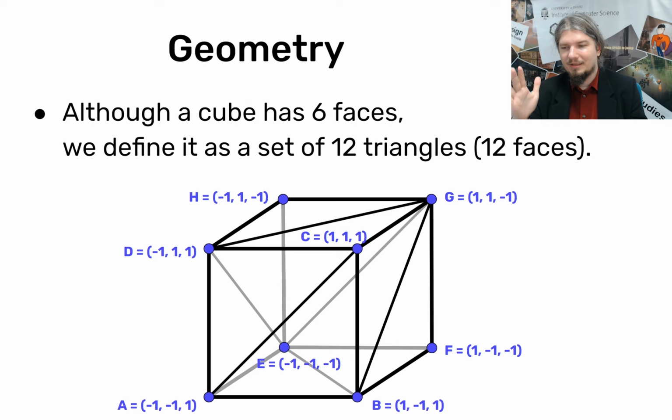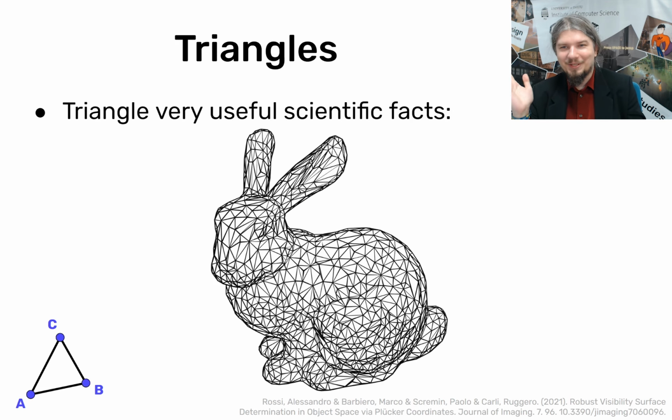But in the end, whatever the object is, be it a cube or Geralt of Rivia, it is made out of a bunch of triangles. And the GPU is parsing these triangles, projecting them to your flat screen, and shading them. But let's not jump too far forward. First, let's talk about these triangles. Some very useful scientific facts about triangles.